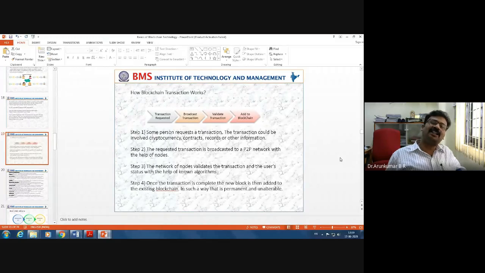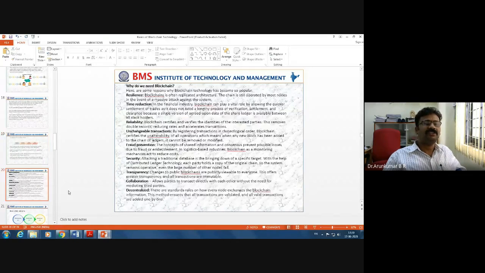So the blockchain transaction works in this sequence: request for transaction, broadcast the transaction, validate the transaction, then add to the blockchain. This is how it happens.